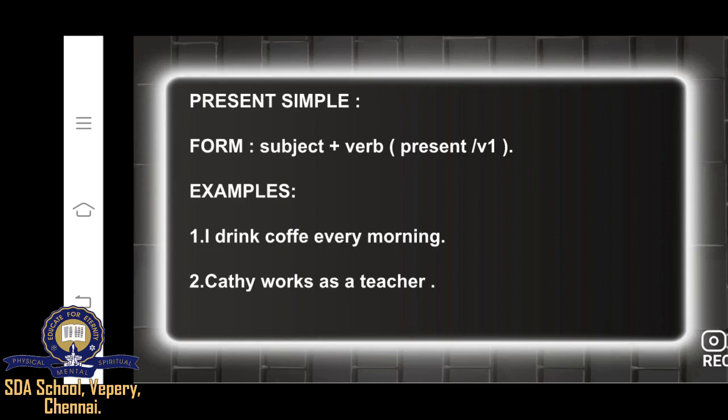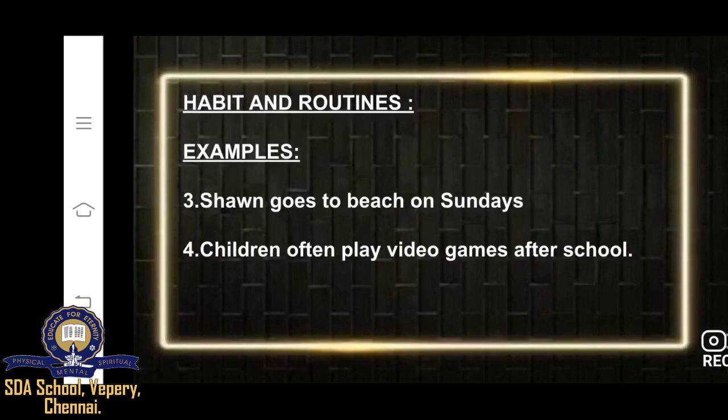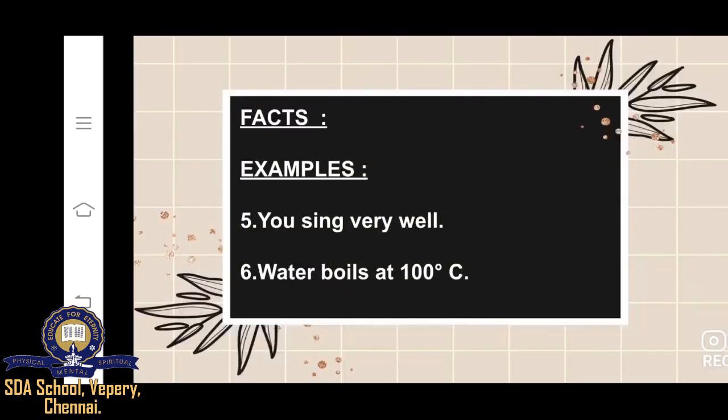Here are a few more examples of habits and routines. Sean goes to the beach on Sundays. Children often play video games after school. And here are some more facts. You sing very well. Water boils at 100 degrees Celsius. Notice that the last sentence is a fact about the world. So facts can be about people or they can be about things in the world. So that is the simple present tense.